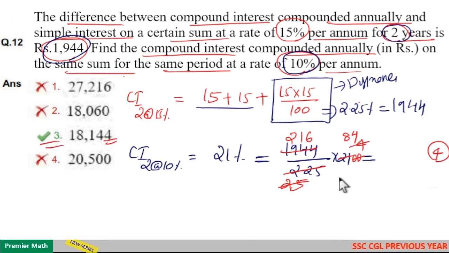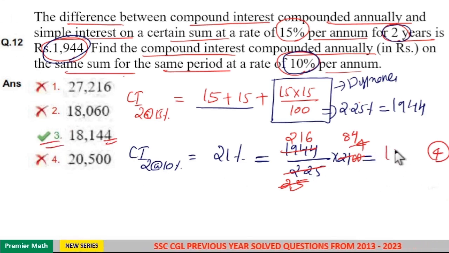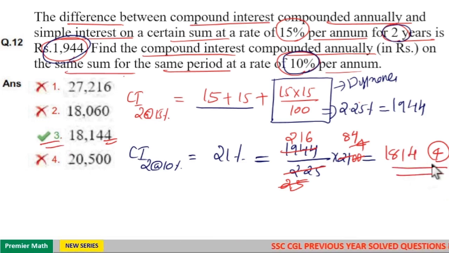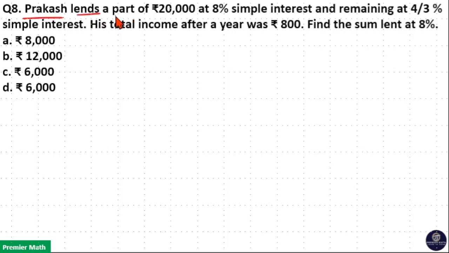Don't go for the calculation. Just find the value by approximation or by digital sum or by unit digit. Prakash lends a part of 20,000 rupees at 8% simple interest and the remaining at 4/3% simple interest. His total income after a year was rupees 800. Find the sum lent at 8%.